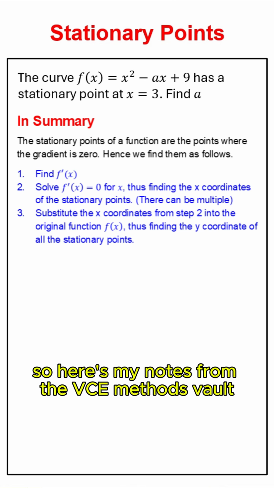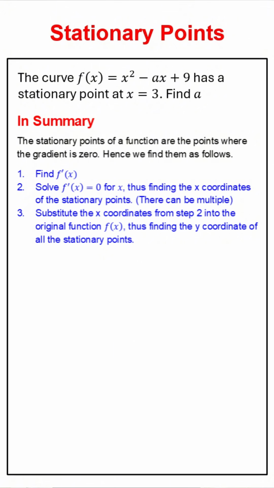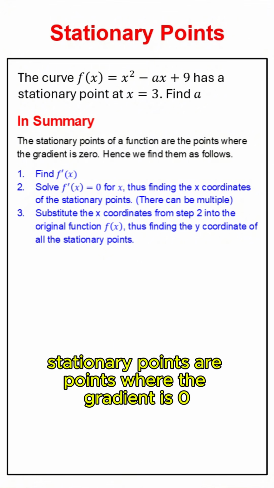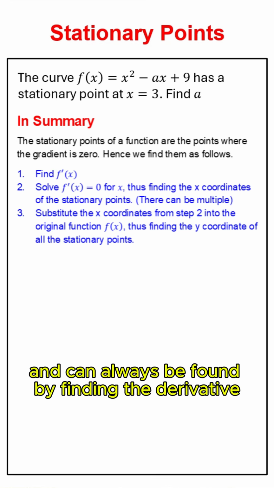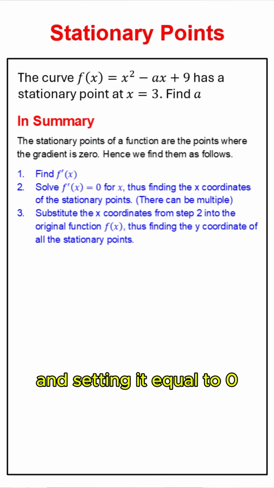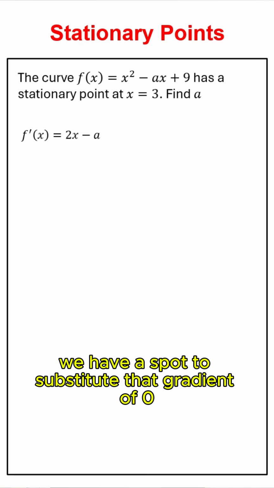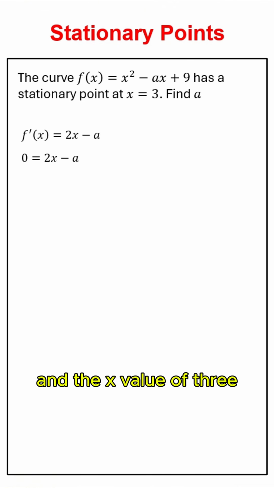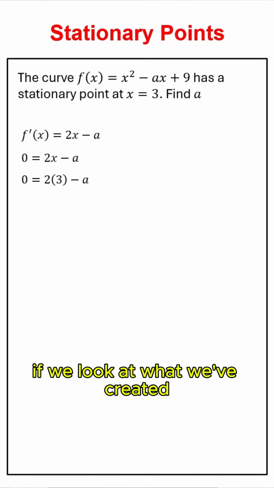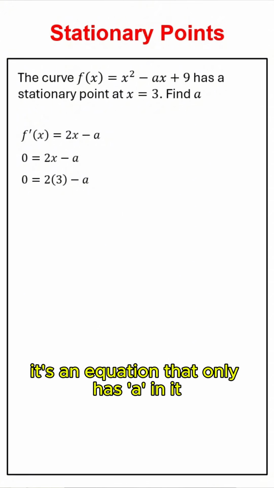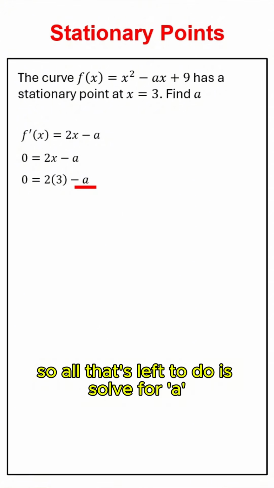So here's my notes from the VCE methods vault. Stationary points are points where the gradient is 0 and can always be found by finding the derivative and setting it equal to 0. So let's do that. Now we've done our derivative, we have a spot to substitute that gradient of 0 and the x value of 3. If we look at what we've created, it's an equation that only has a in it. So all that's left to do is solve for a.